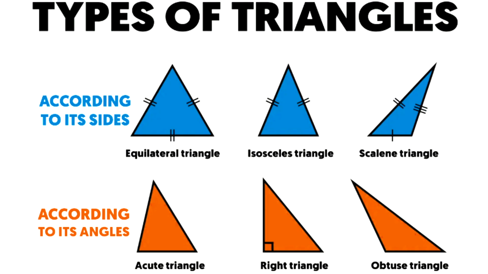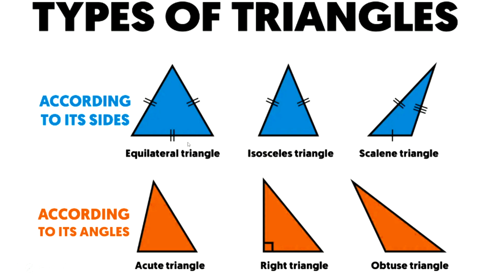Now we are going to types of triangle. So in this image you can see we have 6 types of triangle, 3 from its sides and 3 from its angle. So the very first type of triangle from its sides is equilateral triangle. Next one is isosceles triangle. Next one is scalene triangle.